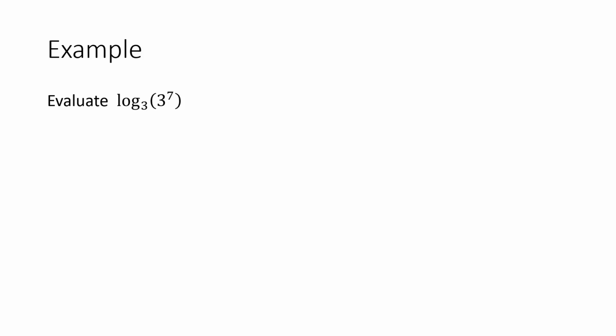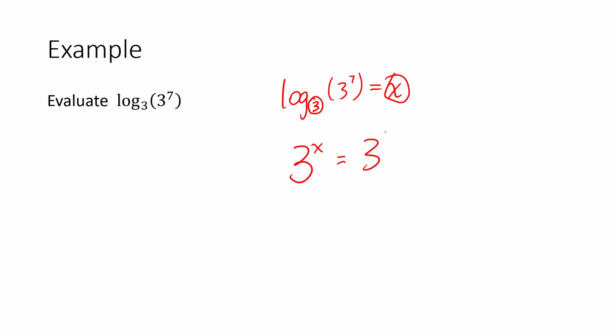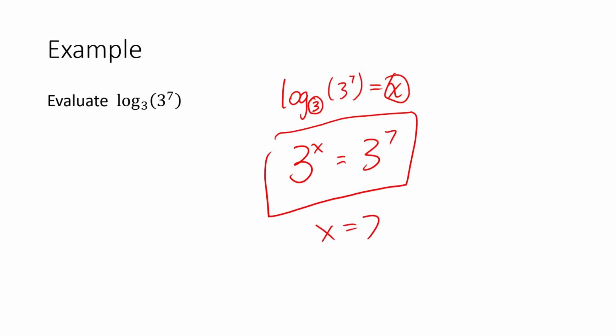Now, what if we're evaluating the log base 3 of 3 to the 7? Well, this is kind of cool. Remember what this means. If we let the log base 3 of 3 to the 7 equal x, we're evaluating for x, that means 3 to the exponent x is equal to 3 to the 7. Well, just by observation, look at this equation with fresh eyes. Obviously, x must equal 7. Has to. 3 to the 7 equals 3 to the 7. So the answer to this question is 7.